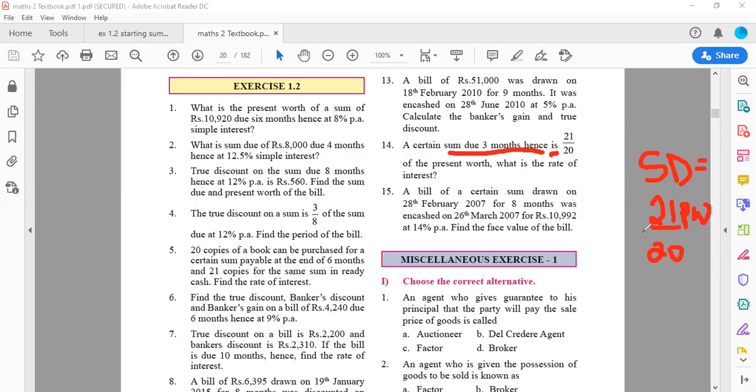So you know the value of SD. Now you can utilize the formula of SD and start with the sum and practice and see whether you are able to get the rate of interest or not. So you can utilize the formula SD is equal to PW (1 + NR/100).